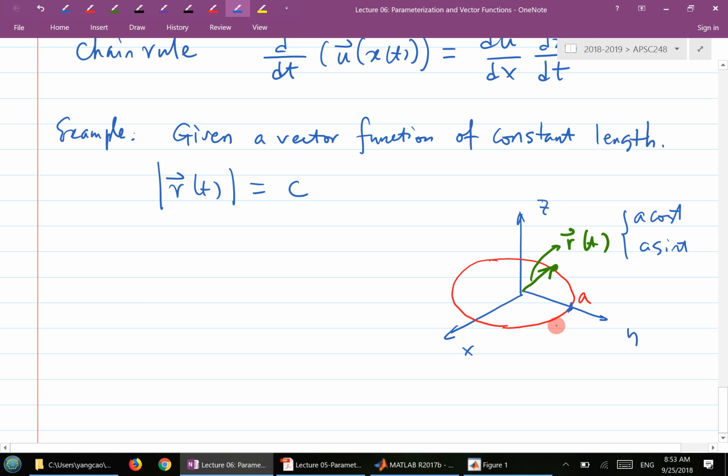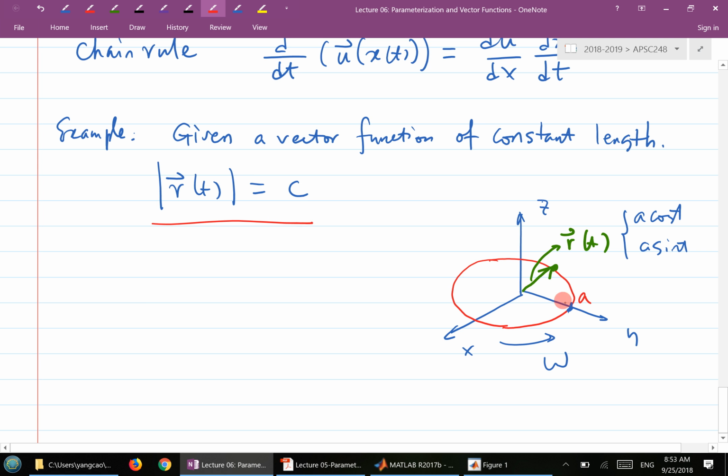So that's the kind of situation I'm talking about here. What do we mean by a vector function of a constant length? This is basically circular motion around a circle. So now I'm going to do some operations here to show you, given such a type of vector function, what's the relationship between the position vector and its velocity vector, or its derivative.